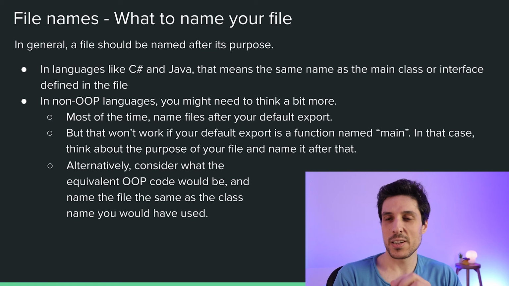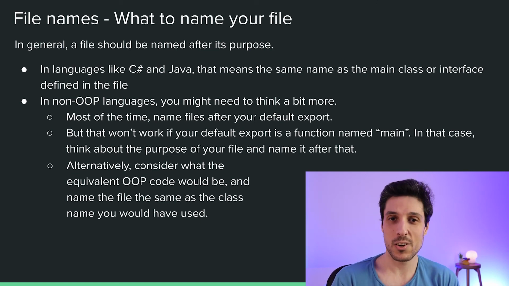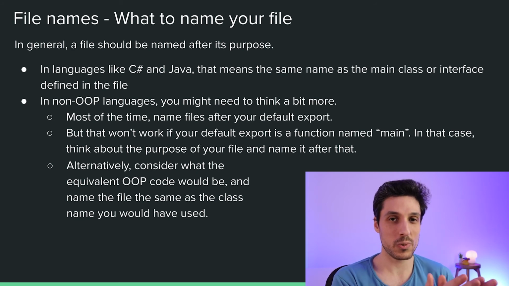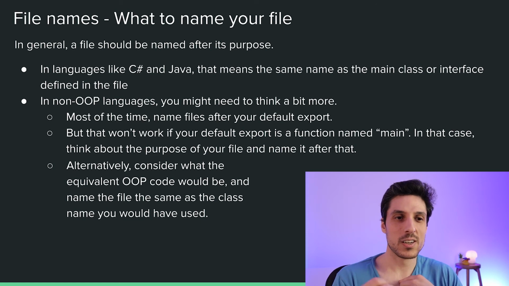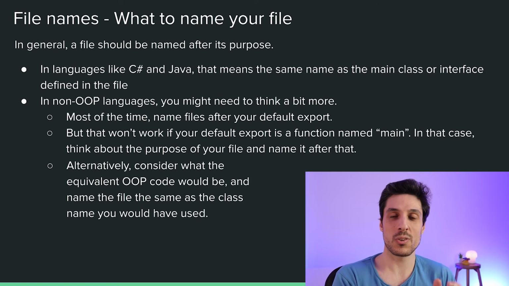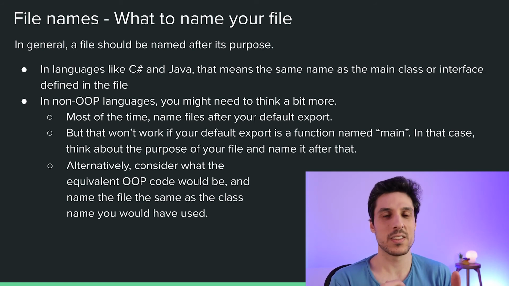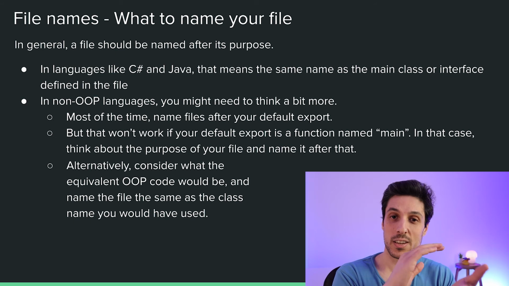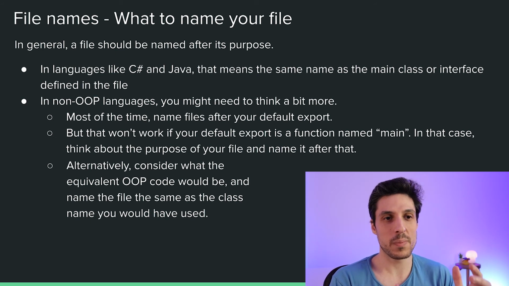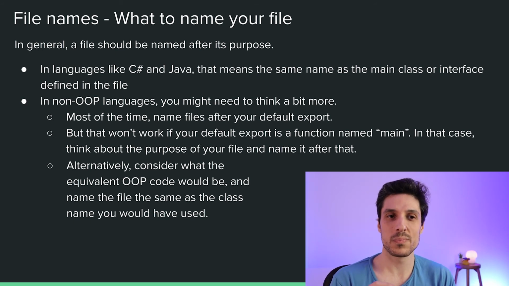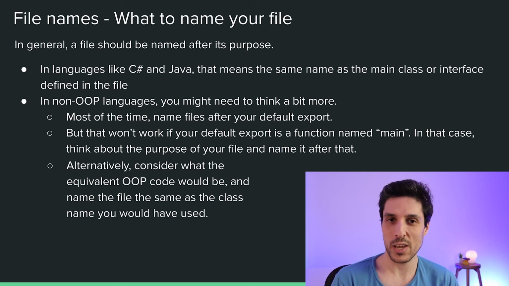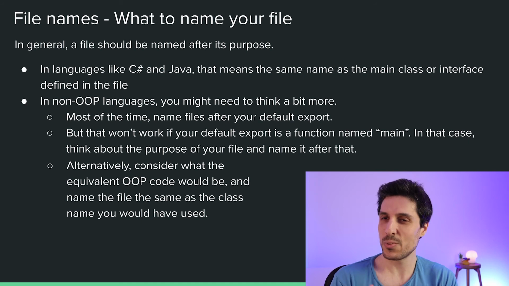Okay, but it gets a little bit more tricky if we're looking at a language like JavaScript. The Airbnb style guide, which is one of the most popular for JavaScript, also recommends the same thing, okay? It recommends to name your file after your default export. So yet again, it means the same as the class you define in your file or the main function you define in your file. It's the same thing, but it doesn't always work, okay? So here are a few cases where it won't work.